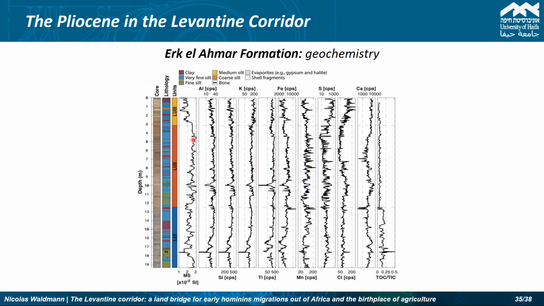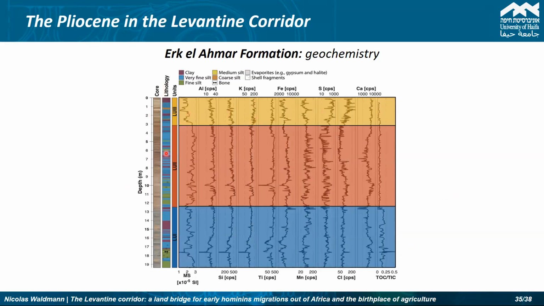So here you can see the magnetic susceptibility and the XRF results, and the last one will be the total organic carbon and total inorganic carbon. Very obviously, you see these 3 units identified in the lithology, but also in the different data sets. You can see the high organic content in the lower part in unit 1, low values of magnetic susceptibility in the upper unit, and several similar behaviors occurring in some of the elements.